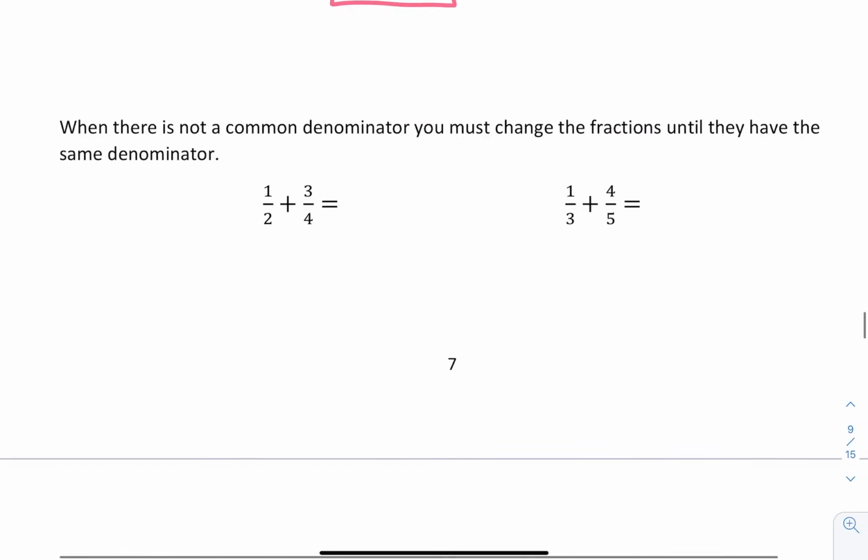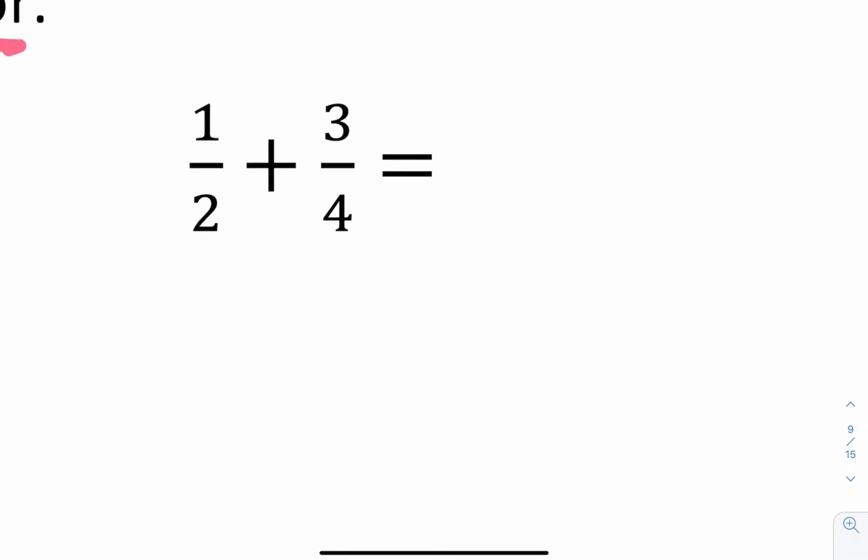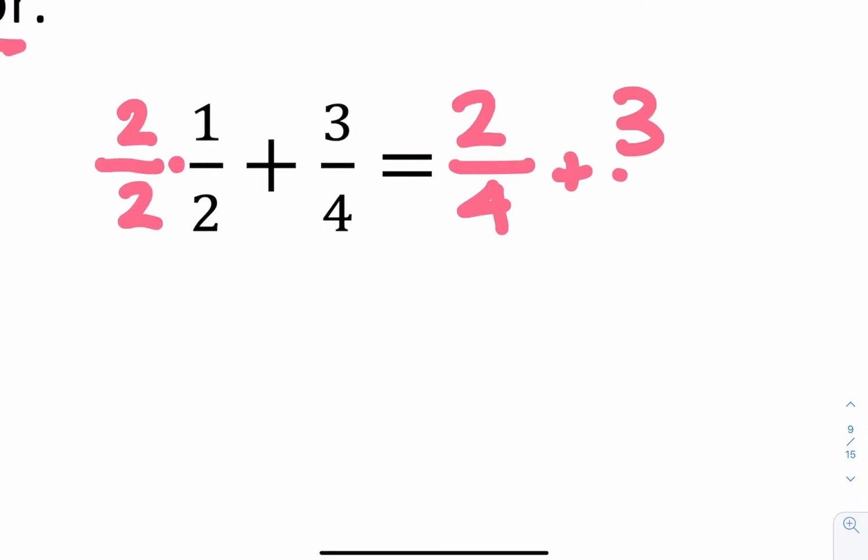Now things get a little trickier when we don't have a common denominator. So we have to change the fractions until they have the same denominator. So what you can do, let's try two examples first. So in this example, 1/2 plus 3/4, well, we know that 2 goes into 4. So all I have to do is convert both of these to have a denominator of 4. I can do that by multiplying this first fraction by 2. Then the denominator becomes 4. So now I have 2/4 plus 3/4, which is 5 over 4.